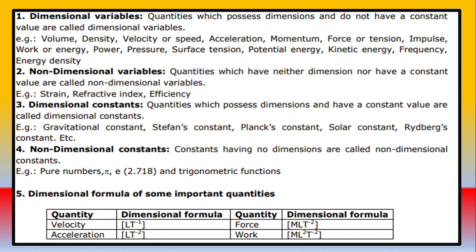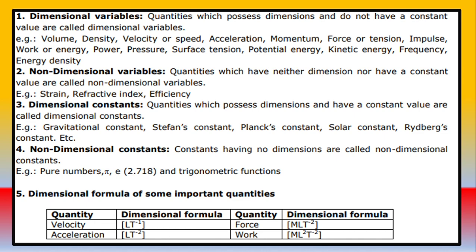Dimensional constants are quantities which possess dimensions and have a constant value. Physical quantities like gravitational constant, Stefan's constant, Planck's constant, which have their own constant value, are dimensional constants. Then there are quantities that do not possess any dimensions and have only a constant value.